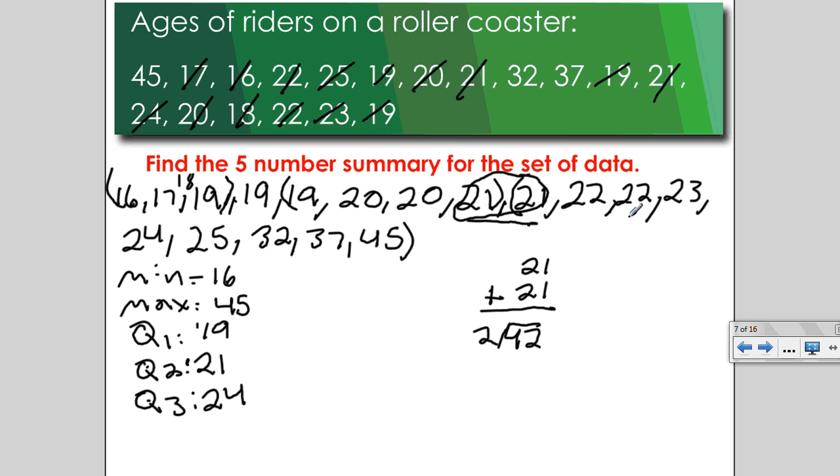All right, and let's look here. We're going to have 1, 2, 3, 4 numbers, and then 1, 2, 3, 4 numbers, and we notice that our number in the middle is 24. So that's my upper quartile, or my Q3.